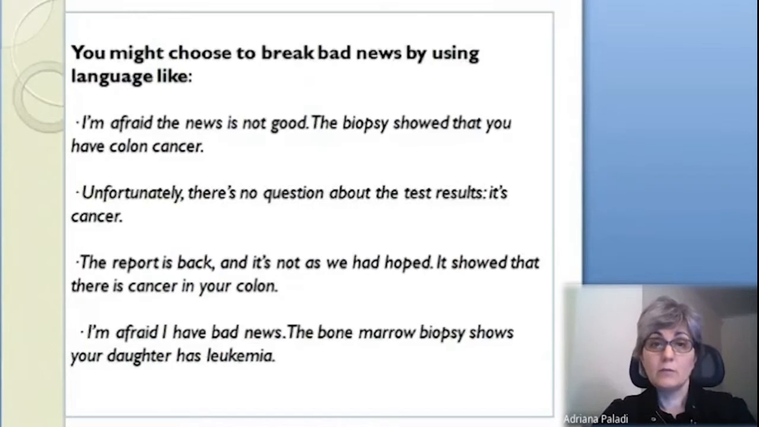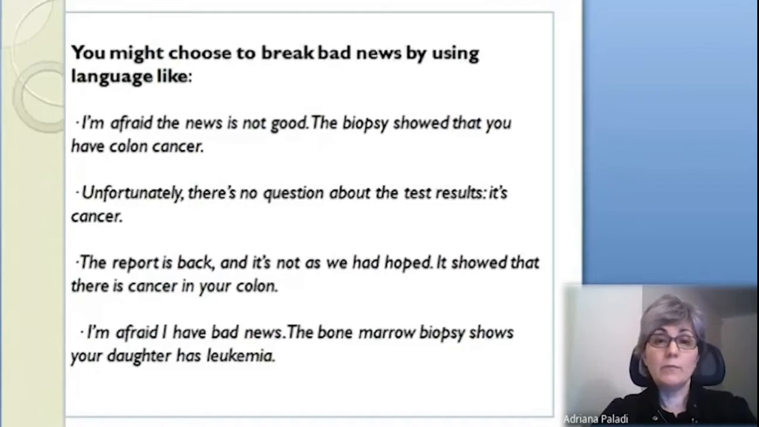It's cancer. The report is back and it's not as we had hoped. It showed that there is a cancer in your colon. I'm afraid I have bad news. The bone marrow biopsy showed your daughter has leukemia.